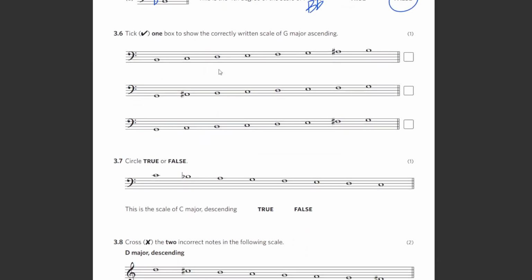Moving on to question 3.6. Tick 1 box to show the correctly written scale of G major ascending. To do such a question, first you check, do you start and end off with G? So no, this one is B. So this is out already. This is G, start and end with G, correct? Next, you check G major has F sharp. Just one sharp, F sharp. So you check whether the F has sharp. This is A sharp. No, F sharp is here. So this is wrong. So this one, F sharp, yes. So this is the correct answer.